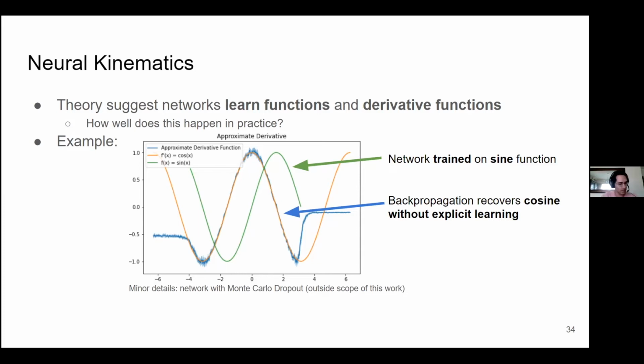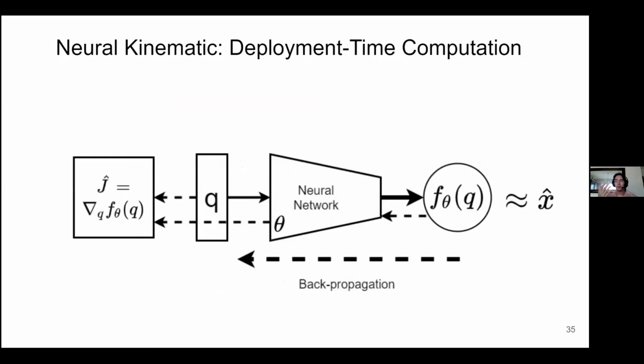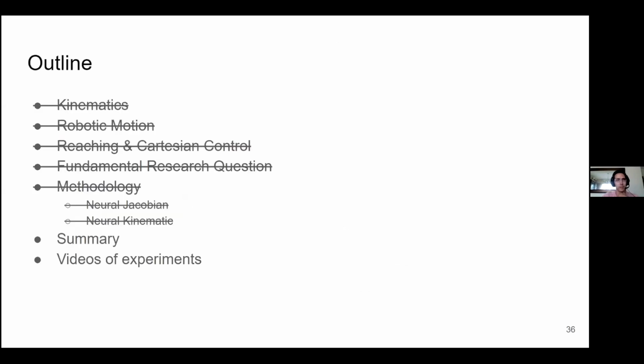So, based on this, it gives us high hopes that we can approximate the Jacobian for higher dimensional spaces. And so at deployment time, this is a bit more involved than the neural Jacobian method, which just needs a forward pass. So first off, we need to calculate the approximate end effector locations. And then we just use backpropagation through those predictions again to get this Jacobian to our control. And so that's basically all of our methodology.